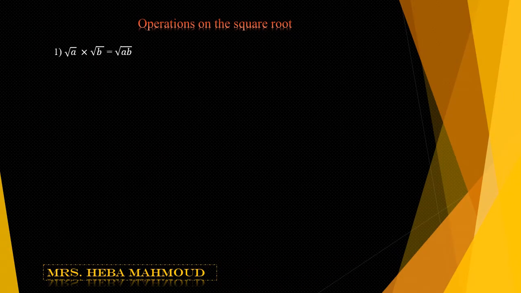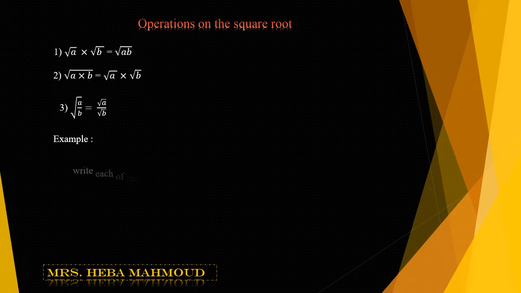First rule: if we have √A times √B, it equals the square root of A times B. Second rule: if we have √(A×B), we can distribute the root, so it will be √A times √B. Rule number 3: if we have √(A/B), we can distribute the root, which is √A over √B.